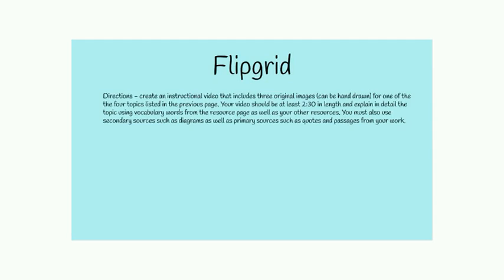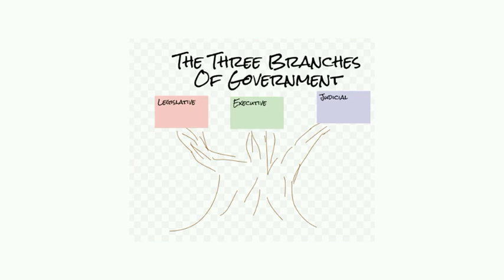You also want to use secondary sources such as diagrams or primary sources such as quotes to explain your work. Let's take a look at how that might look. I can begin by putting an image about my topic. Let's say I'm going to do the 3 branches of government. The next thing I need to do is explain about these 3 branches.